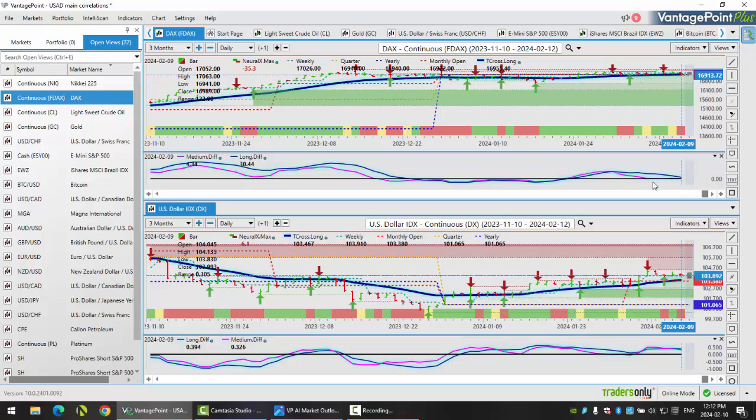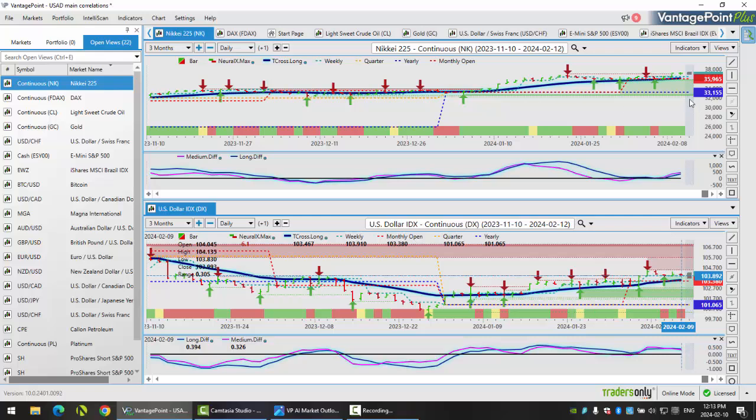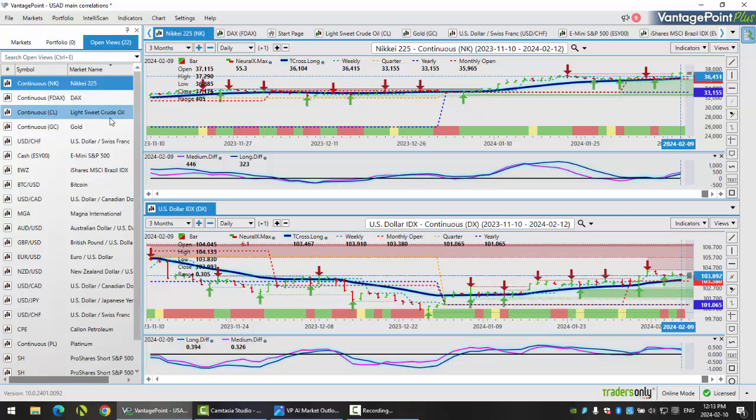And you can see our medium-term predicted difference is running along that zero line, trying to break to the downside. I would respectfully submit that that is highly probable because if this dollar turns and goes back up, we stay above our T-cross long and our monthly opening price, that is going to put pressure on these indexes. We can see something similar here with the Nikkei, but the Nikkei is more in line with the dollar index, and that's because of the carry trade in the yen. So the Nikkei holding its value.